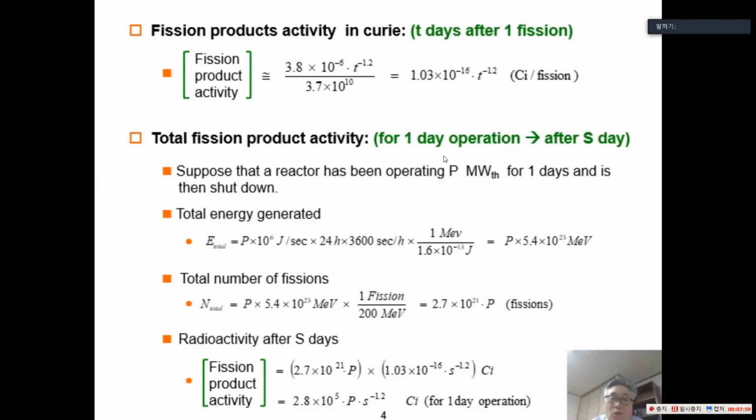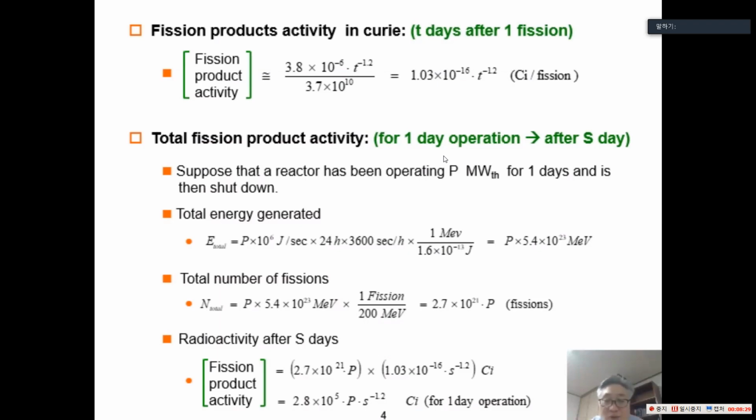And at one fission, we generate 200 MeV. So if we divide this number by 200 MeV, then we know how many fission reactions occur. So the number is 2.7 times 10 to the 21 times P. So this is the number of nuclear fission interactions.